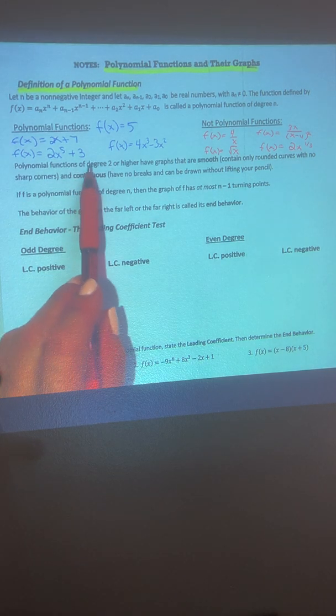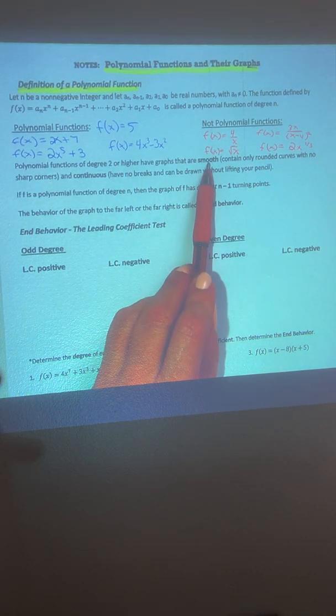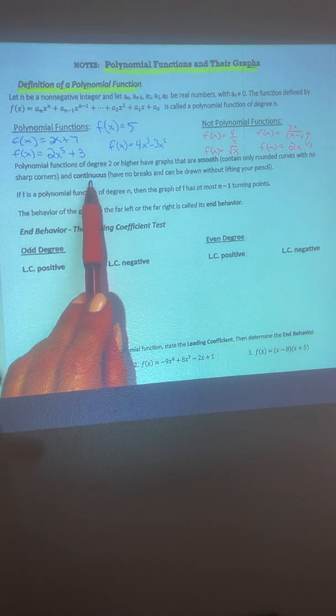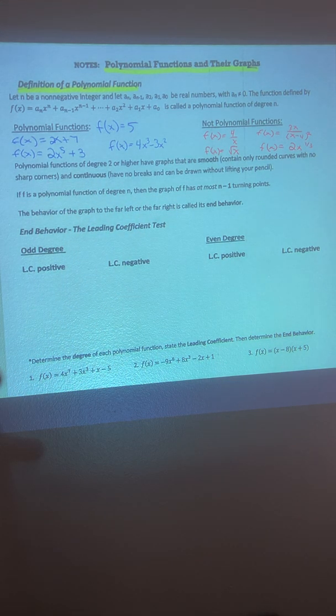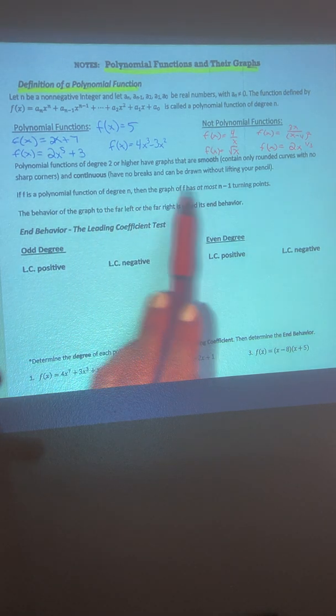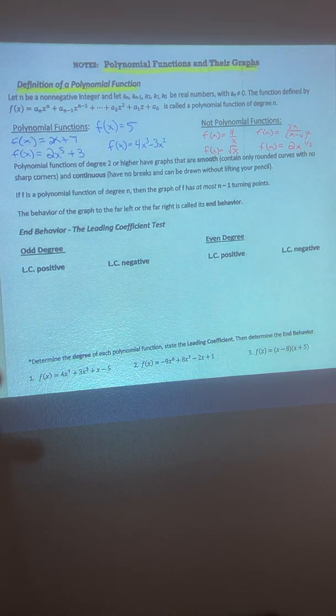Polynomial functions of degree 2 or higher have graphs that are smooth, contain only round curves with no sharp corners, and continuous. They have no breaks. Okay, that means it can be drawn without lifting your pencil. If f is a polynomial function of degree n, then the graph of f has at most n minus 1 turning points. I will explain that.